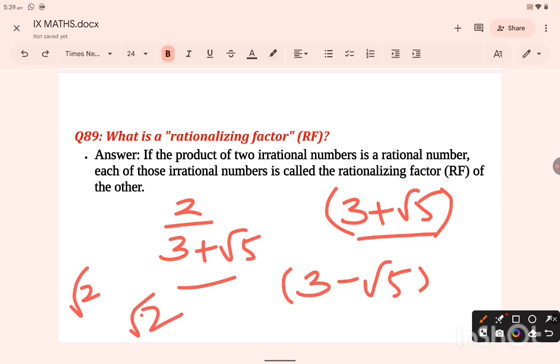Root 2. The rationalizing factor of root 2 is root 2, 2 root 2, root 2 by 2, root 2 by 3. All these are known as rationalizing factors of root 2.